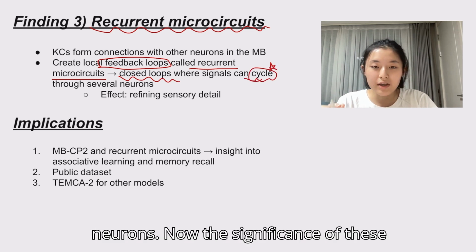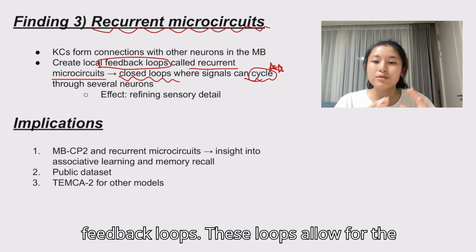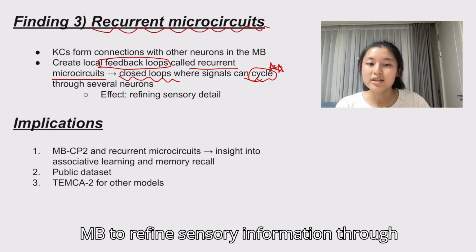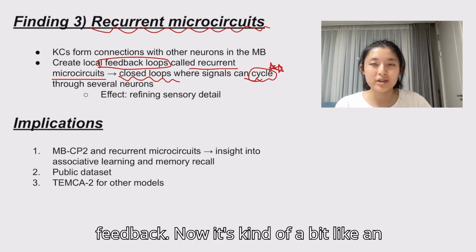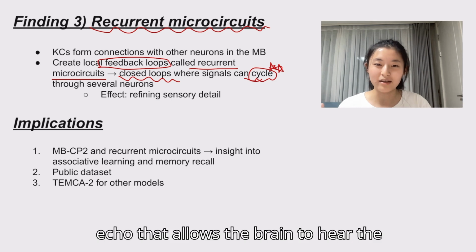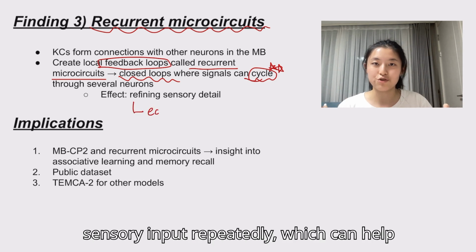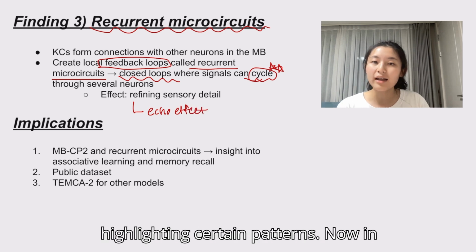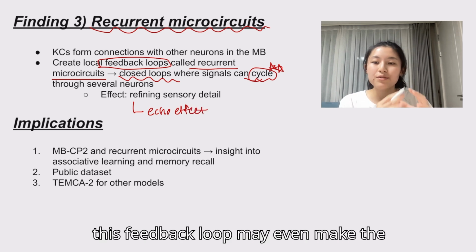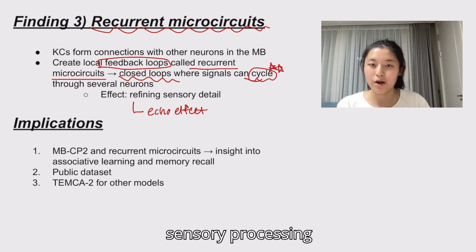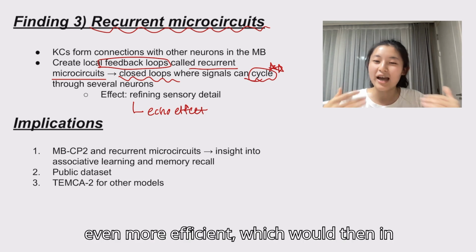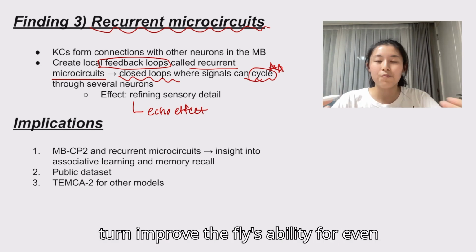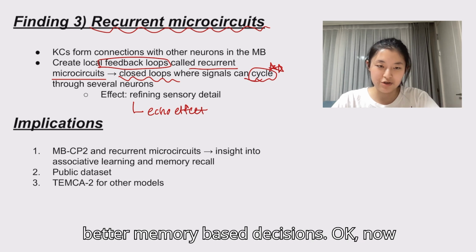Now, the significance of these feedback loops. These loops allow the MB to refine sensory information through feedback. It's a bit like an echo that allows the brain to hear the sensory input repeatedly, which can help it refine the sensory detail or even highlight certain patterns. This feedback loop may even make sensory processing more efficient, which would in turn improve the fly's ability to make better memory-based decisions.